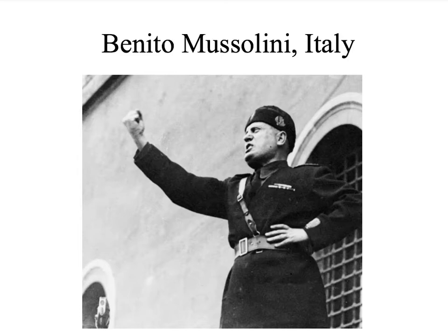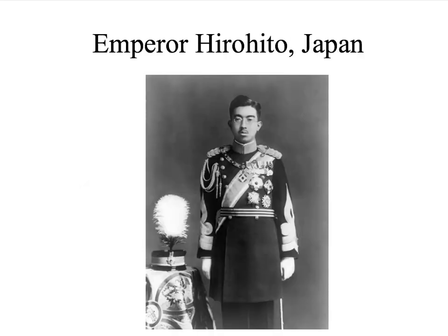Hitler's tag team partner is Benito Mussolini, Il Duce of Italy. And as you remember, these two will sign the Rome-Berlin Axis, which is an agreement before World War II starts. Now, completing this axis is Japan, who will sign the agreement to fight with Italy and Germany. Pictured here is Emperor Hirohito, the Emperor of Japan.